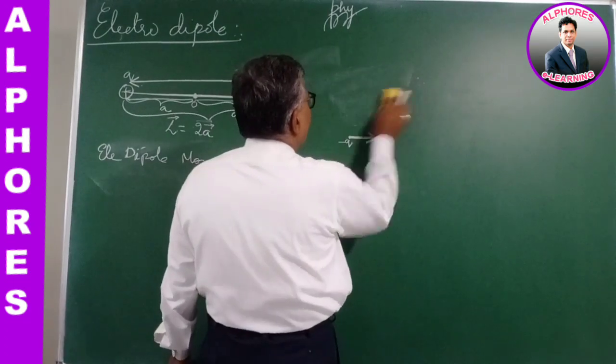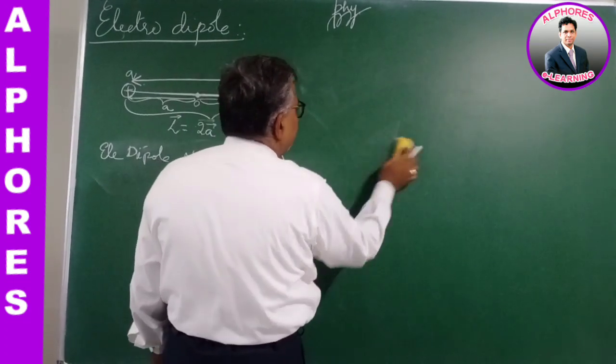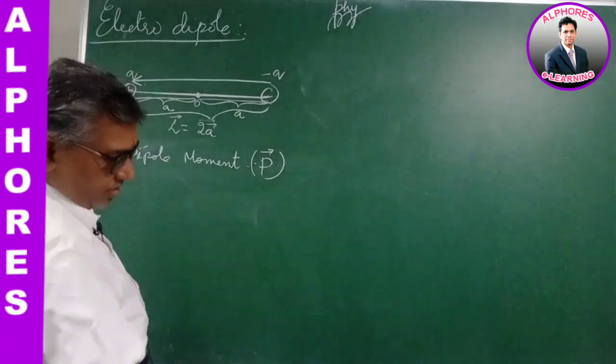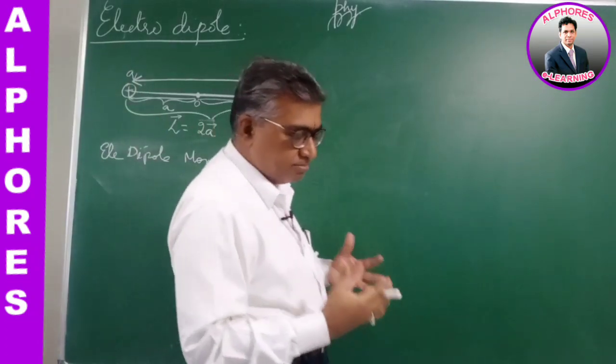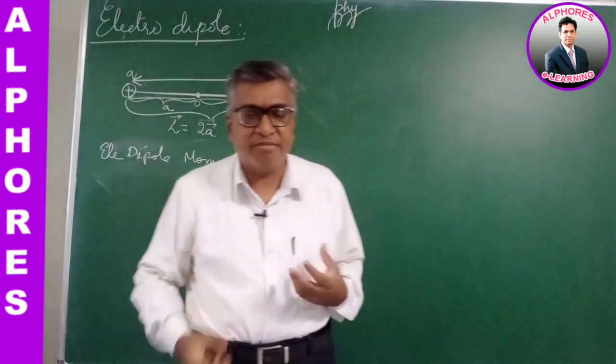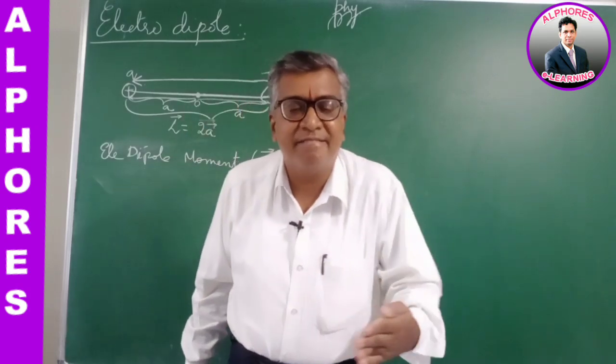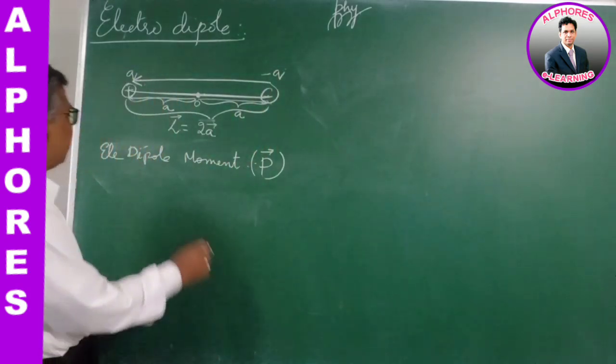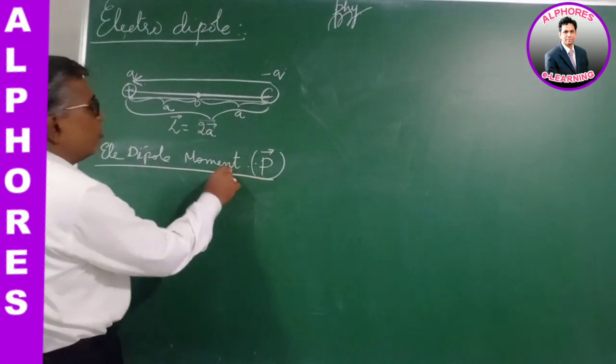Okay. Now coming to the mathematical, analytical part of it: the strength of the dipole, the stability of the dipole, how much turning effect it shows. That is defined by a term called electric dipole moment.